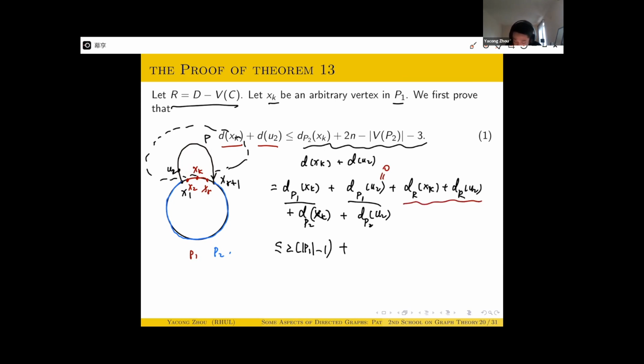And for these two terms, we carry out a similar argument for every W in R minus U2. There cannot be both an arc from XK to W and from W to U2, because this would form a bypass with shorter gap. And also there cannot be both an arc from U2 to W and from W to XK, because this would form another bypass with shorter gap. So this term is bounded above by two times the order of R minus one. And we leave this term.